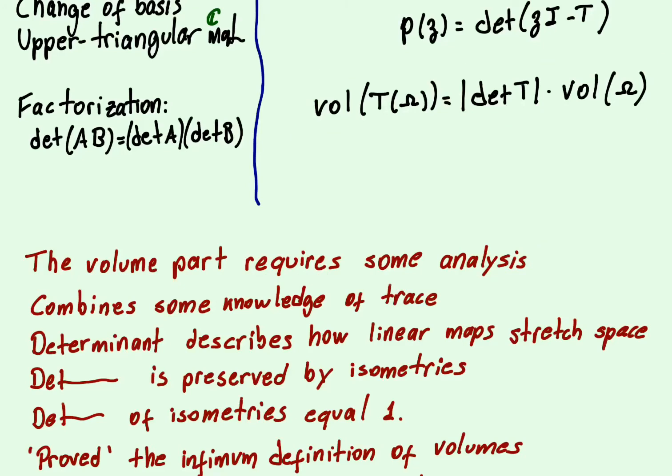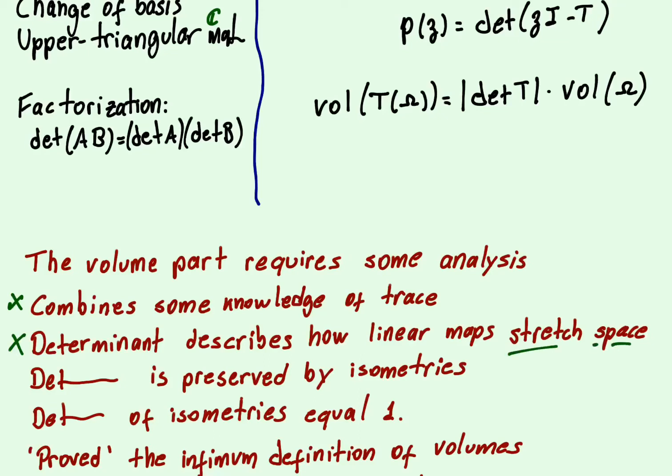Other students pointed out that this lecture 22 combined some knowledge of trace, and I would say there is hardly any connection with what we saw in the previous lecture, except that it all feels similar. There's a big parallel in what we're doing: looking at eigenvalues, complexification, and defining things in terms of the eigenvalues. Another student mentioned that the determinant describes how a linear operator will stretch space.